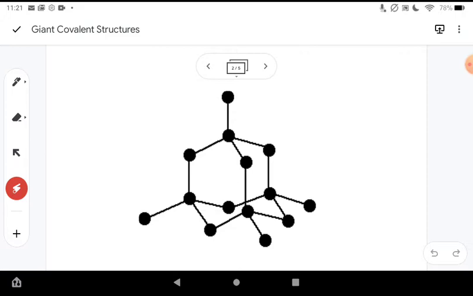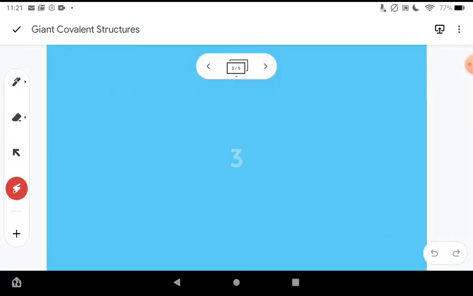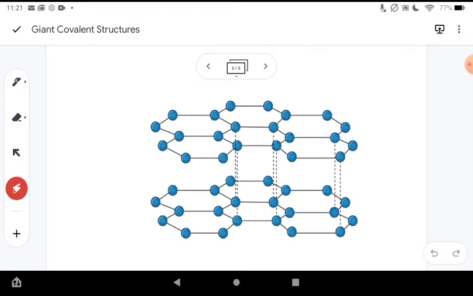Now, because they're in this regular lattice, which is called a tetrahedral shape, it means that they are also incredibly hard. So diamond in itself is incredibly hard, and it doesn't tarnish. So we use it in things like jewelry. We put it on the end of drills to help drill quite difficult materials. So that's diamond.